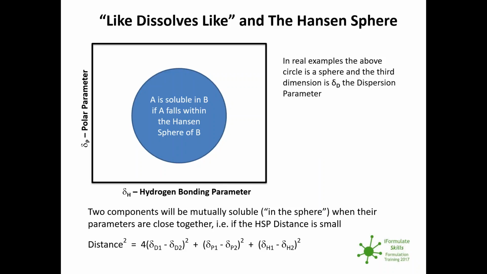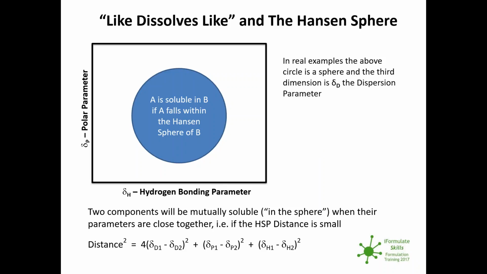And that can be plotted in terms of a sphere. We've drawn just a simple circle here in 2 dimensions, but in real examples there's a sphere in 3 dimensions, and the third dimension will be dD, the dispersion parameter. So here we're plotting dP against dH.